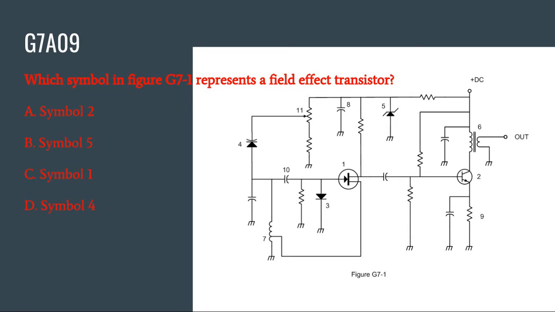Okay, G7A09. Which symbol in figure G7-1 represents a field effect transistor? Okay, the options are A. Symbol 2, B. Symbol 5, C. Symbol 1, or D. Symbol 4. Correct answer is C. Symbol 1. It's right here in the center.